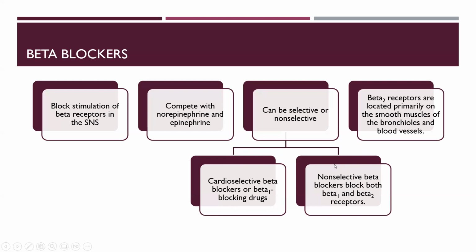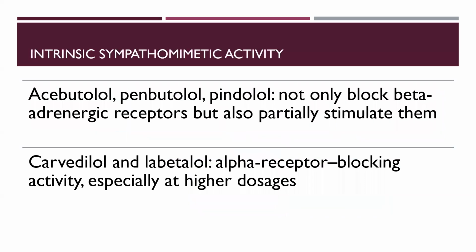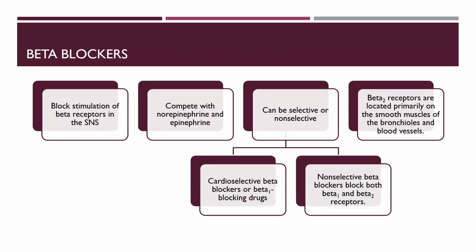So that's why if it's a non-selective beta blocker, I wouldn't want to give it to a patient who has asthma, because that's counterintuitive, correct? Instead of causing vasodilation, I'm causing vasoconstriction. That's why you'll see things like metoprolol given so much, because metoprolol is a cardioselective beta 1 blocker. You tend to see that one given a lot more for known asthma patients, instead of something like propranolol, which is a non-selective beta blocker. Beta 2 receptors are located primarily on the smooth muscles of the bronchioles and blood vessels.